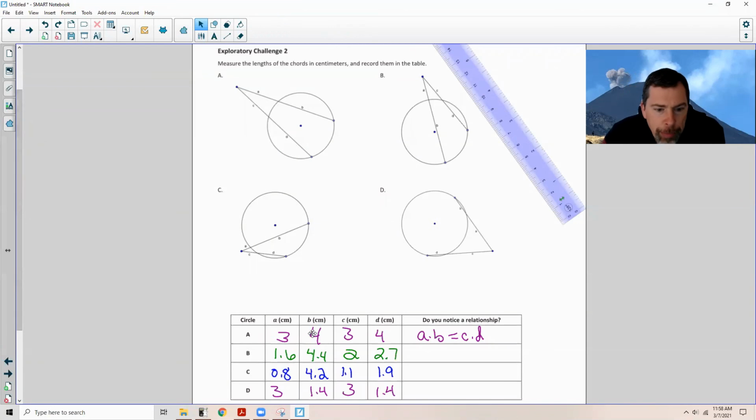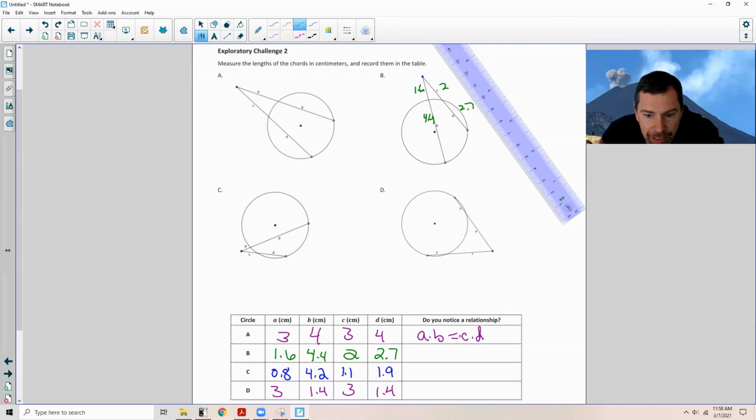Okay, so here are all of my measurements. So we've already done A. So now I'm talking about B. A was 1.6. B was 4.4. Totaling 6. From A to here was 6. Or from here to here. C was 2. And this was 2.7, which totaled 4.7. So this is longer than this, obviously.